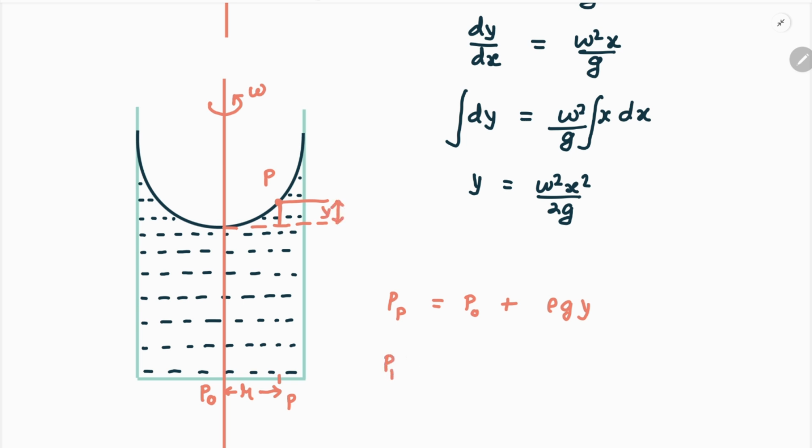So at a distance r, the point P is going to experience a pressure P naught, where P naught is the pressure at the center. At the central point the pressure is P naught, it must not be confused with atmospheric pressure, plus rho g y, and y over here we are writing as omega square r square by 2g in terms of r, where r is this distance. Therefore pressure at point P equals P naught plus rho omega square r square by 2. So this is the final part of this problem. This is how we solve problem number 1.330. It was also the last problem for the fluid mechanics segment.